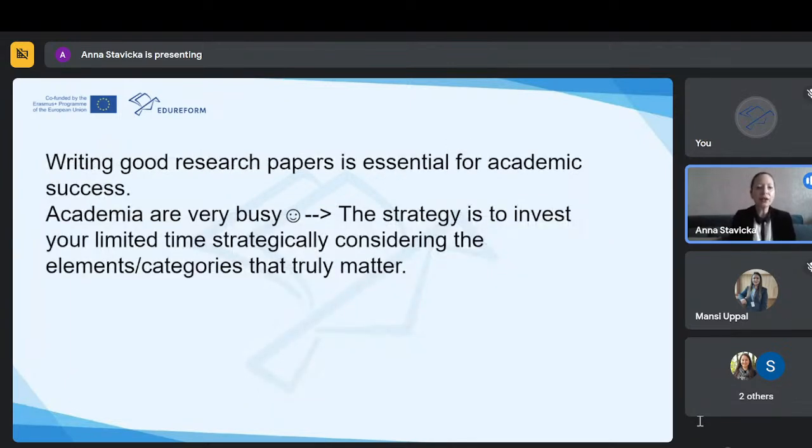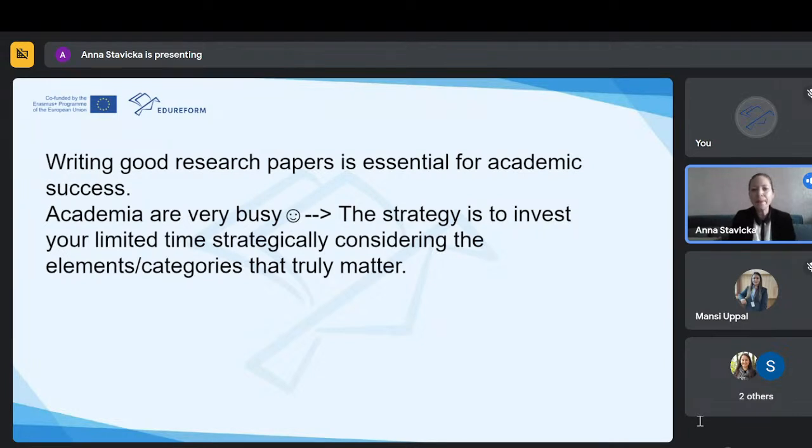So my role was to initiate the discussion. My colleague will dig deeper, but I'm going to talk about the general guidelines and points of concern. As all of us know, writing a good research paper is vital for academic success. As we all know, academics are very busy. We need to deliver courses, we need to work on course development, et cetera, handling several objectives at one time.